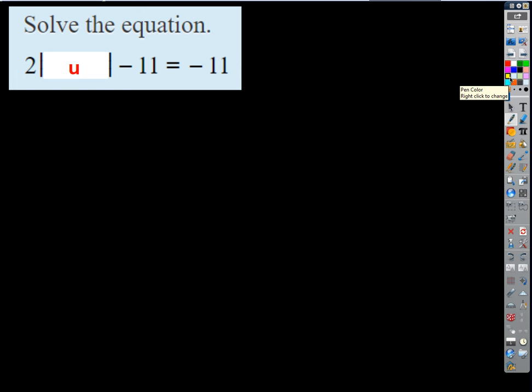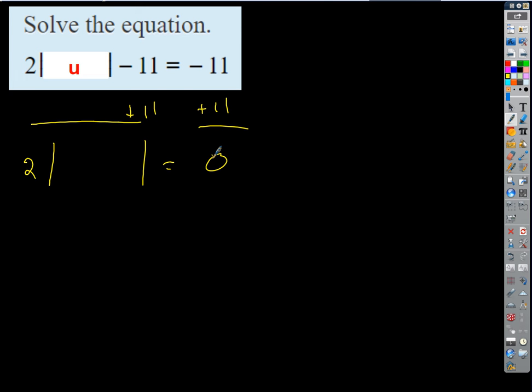Okay, let's make sure we all get to the same page when we isolate the absolute value bars. What are the two steps in order to get the absolute value by itself? Add 11. So that gives us 2 times the absolute value of u equals what? 0. And then what? Divide by 2.